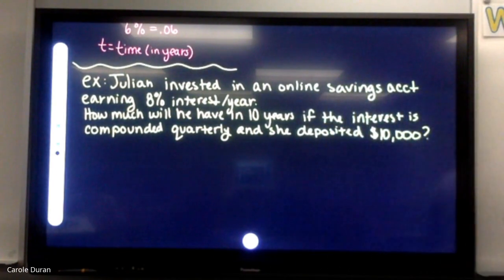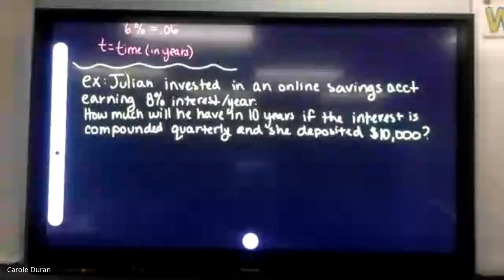So this is the example we're starting with. Julian invests in an online savings account, earning 8% interest per year. How much will be in the account at the end of 10 years if the interest rate is compounded quarterly and she put in $10,000? So you gotta find... Hold on. 8%. Let's let people write it first.